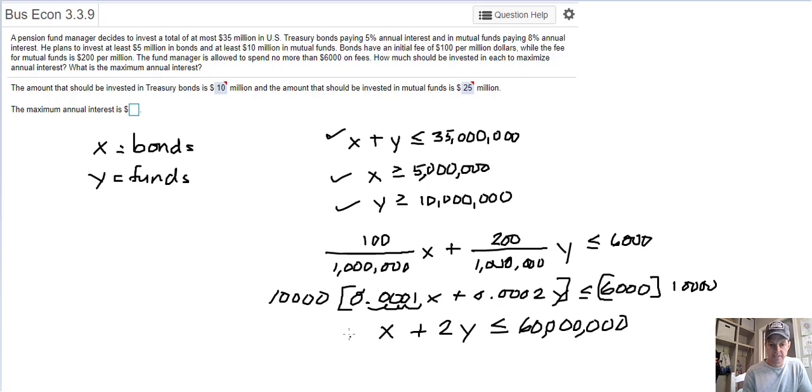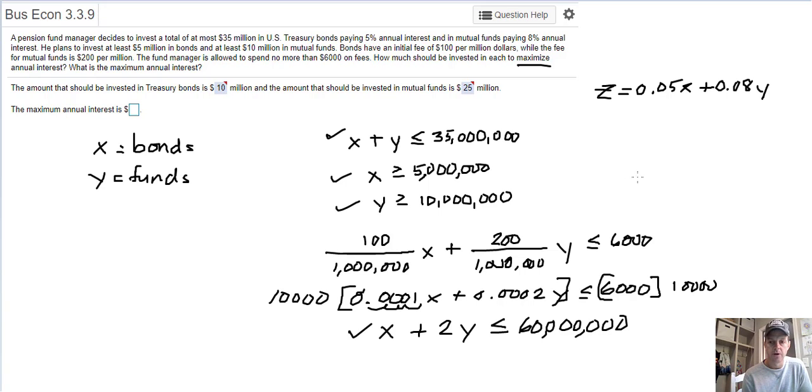Alright, so we have our 4 equations here that are constraining us. And the thing we're trying to maximize here is the interest. The interest is paid on bonds at 5% annual interest, so we write the function 0.05x, and that'll be our interest on our bonds, and our interest on our mutual funds is 0.08y. So now we have all the equations that we need to be able to solve this.